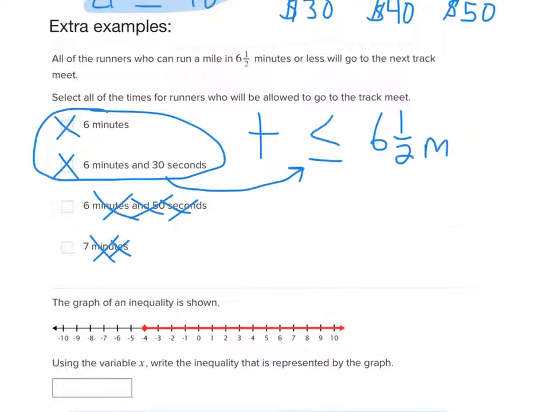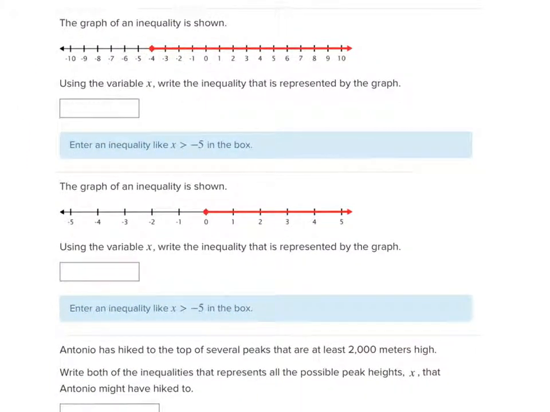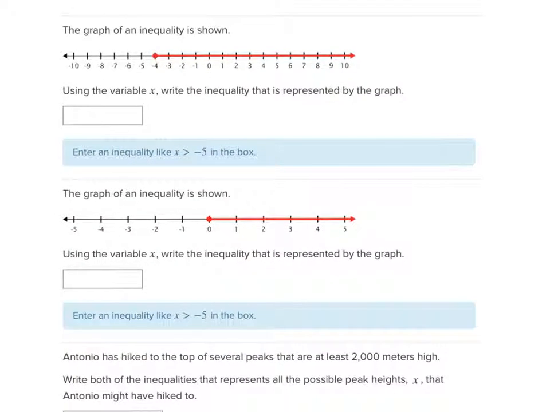Next question. The graph of an inequality is shown using the variable x. Write the inequality that is represented by the graph. So the boundary number is -4, and it's shaded in to the right of -4. So x is greater than -4. And now I have to look at the dot. Did I include -4 on the graph? It's filled in, so yes. X could equal -4. So x is greater than or equal to -4.